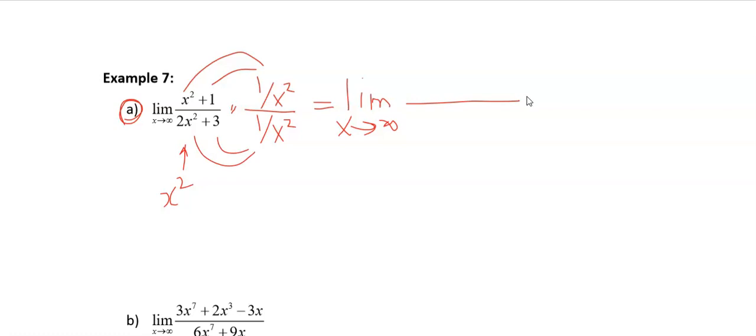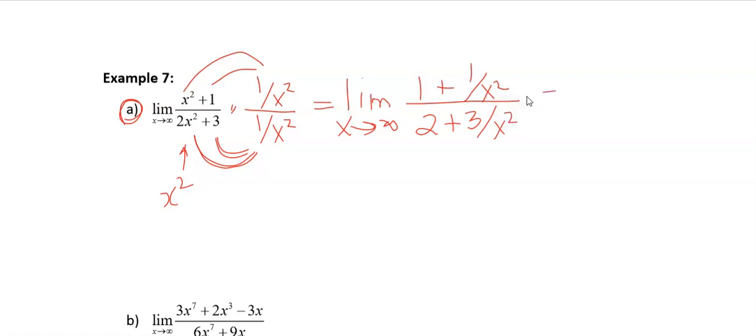Now, x squared times 1 over x squared, well, that, ladies and gentlemen, is a 1. And then there's a plus. 1 times 1 over x squared is 1 over x squared. So there's your numerator. Now, let's do the same thing with the denominator. 2x squared times 1 over x squared. Well, the x squares will cancel, and you're just left with a 2. And then there's a plus. And then 3 multiplied by 1 over x squared. Well, nothing cancels, so that's 3 over x squared.